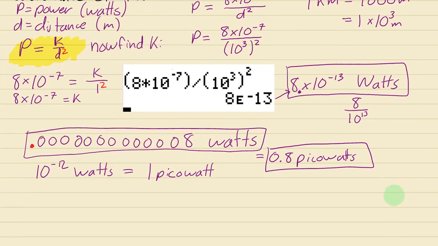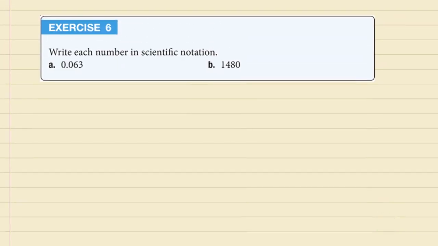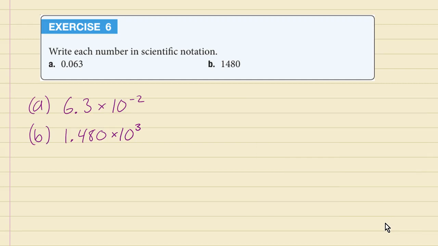All right, now let's have you do a little exercise here. So let's pause it here and try it yourself. Here's my answers. I've got 1 digit to the left of the decimal place in each of these, the 6 and the 1, so that's good.